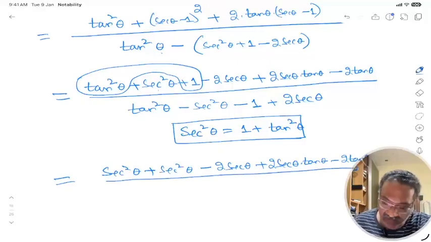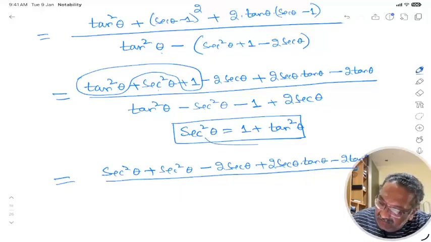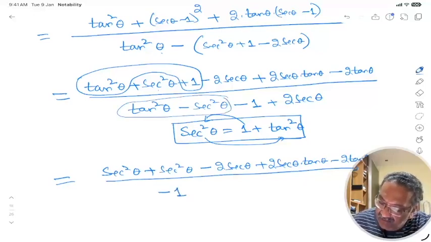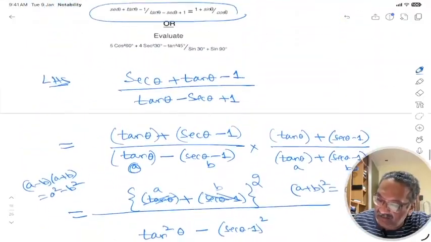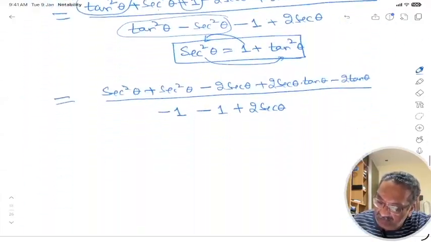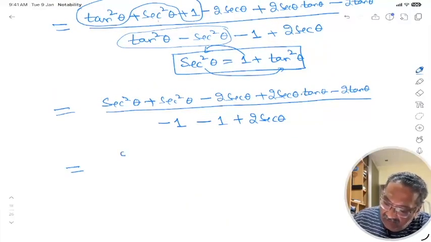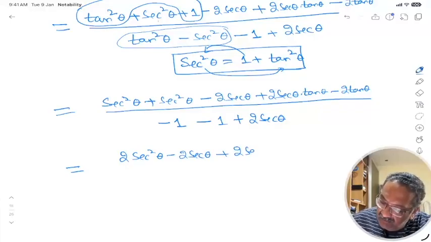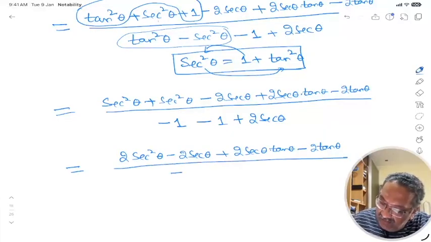divided by, here what I can do, tan square theta minus secant square theta. See, if this becomes this side and this goes this side, tan square theta minus secant square theta becomes minus 1. So minus 1 plus 2 secant theta. Alright, now I have got 2 secant square theta minus 2 secant theta plus 2 secant theta tan theta minus 2 tan theta divided by minus 2 plus 2 secant theta.